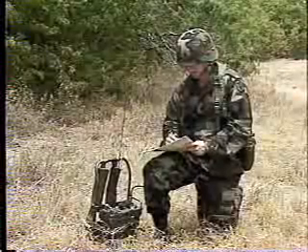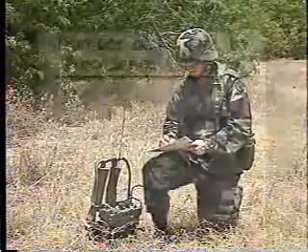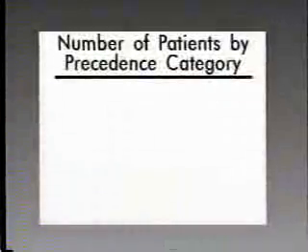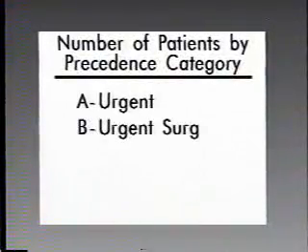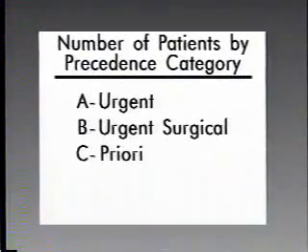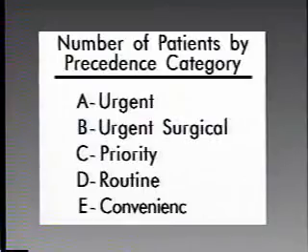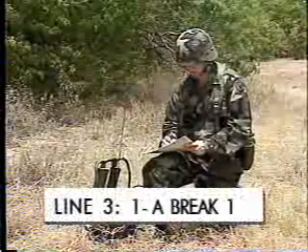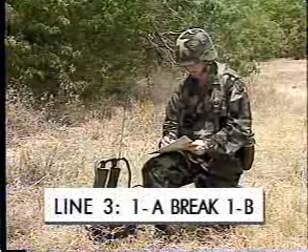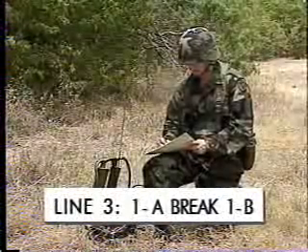You must encrypt and report the number of patients to be evacuated by precedence category. The precedence category codes are Alpha, urgent; Bravo, urgent surgical; Charlie, priority; Delta, routine; and Echo, convenience. Record the precedence category on line 3. 1 Alpha, break, 1 Bravo means that you have 1 patient categorized as urgent and 1 patient categorized as urgent surgical.